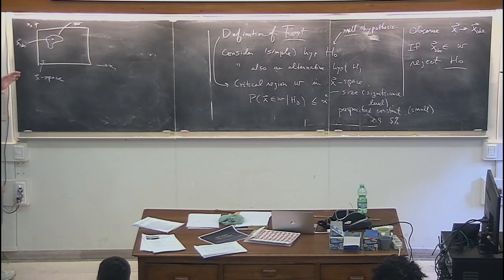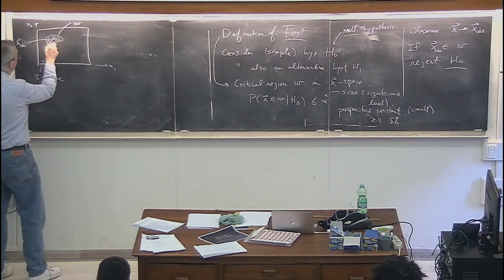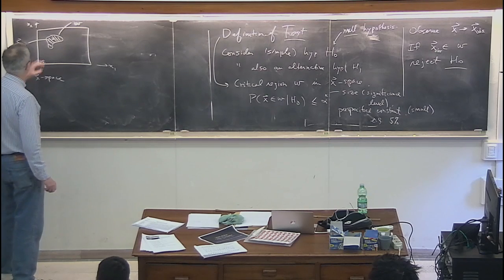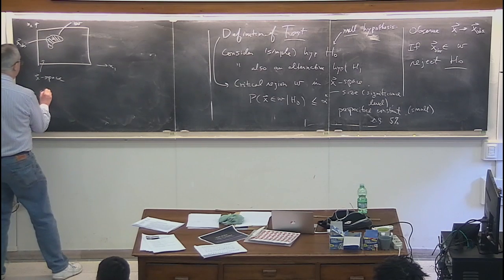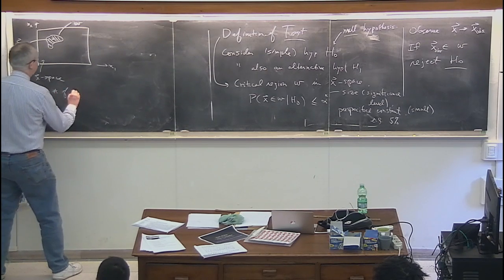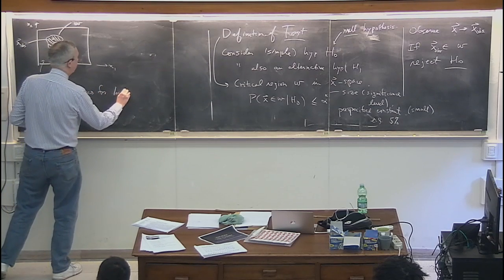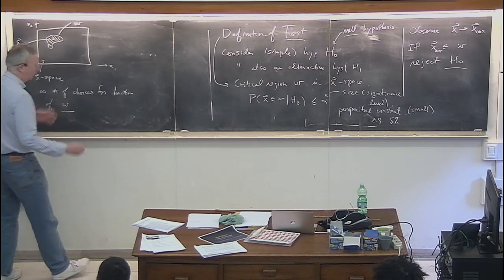Now, this region here, by construction, has a probability alpha for the point to land there if the hypothesis H0 is true. And the first thing you might be wondering is, well, hang on, there's an infinite number of choices. Why did you put it here? I could have put it over here. So there is an infinite number of choices for the location of the critical region W. So where do you put it?